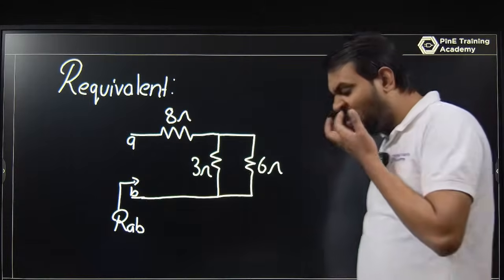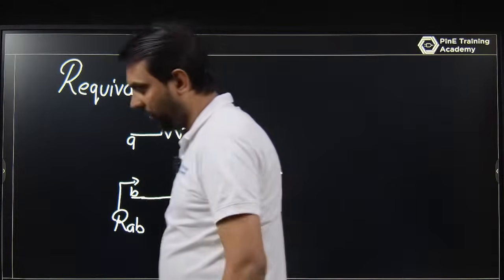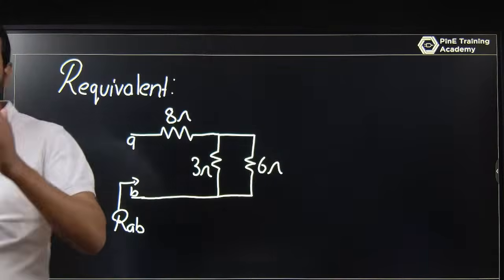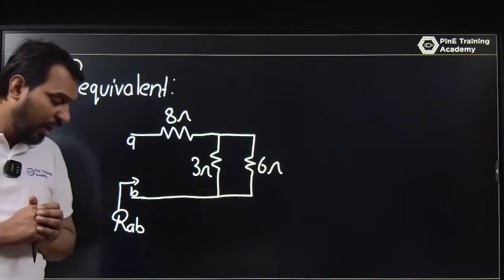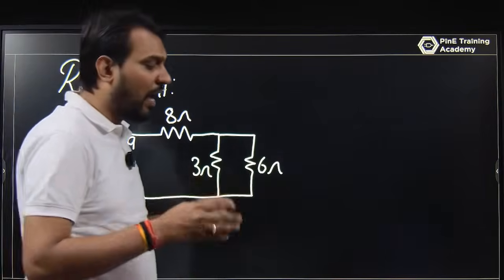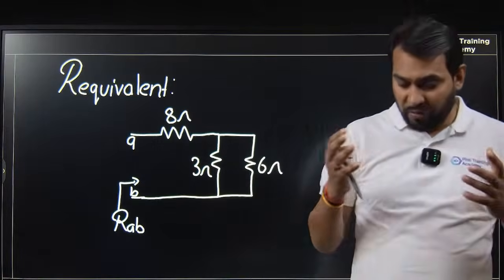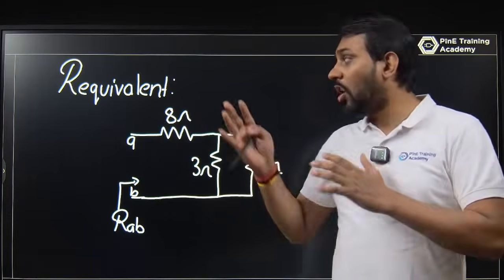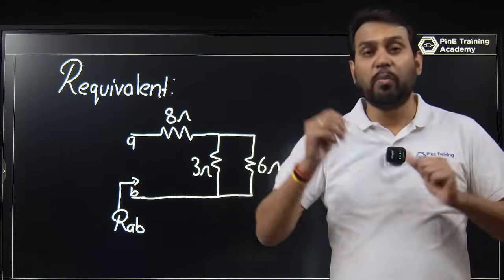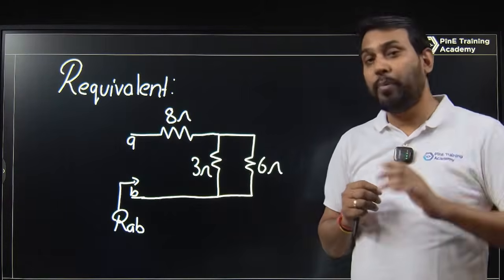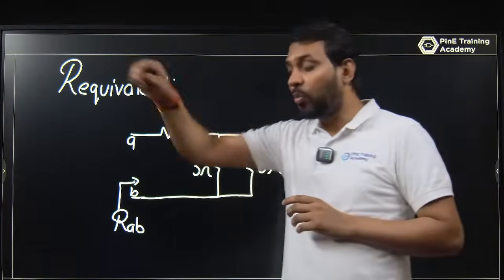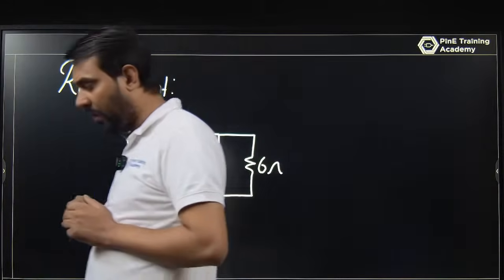So now we are going to start R equivalent. Till now we discussed Ohm's law, KCL and KVL, but today's topic is R equivalent. R equivalent is very important. Why? Because whenever you are solving an analog circuit, you require Z input. What is the input impedance of that circuit? What is the output impedance of this circuit?